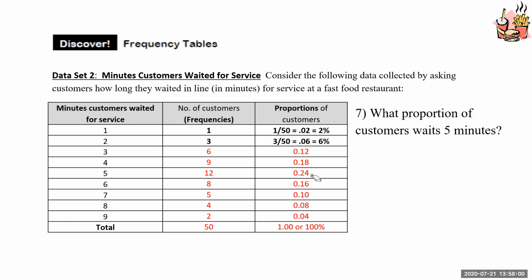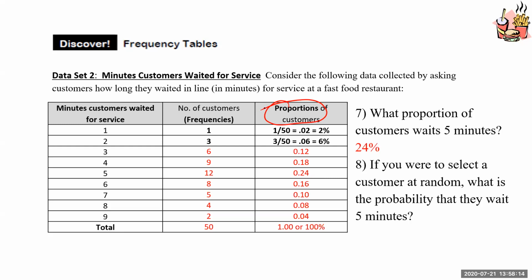So we are talking about proportion. So you have to look at the proportions column, right? What proportion of customers wait 5 minutes? That is 12 out of 50, which is 24%. So this is it, the proportion of customers that wait 5 minutes, and that is 24%. Now, if we were to select a customer at random, what is the probability they wait 5 minutes?